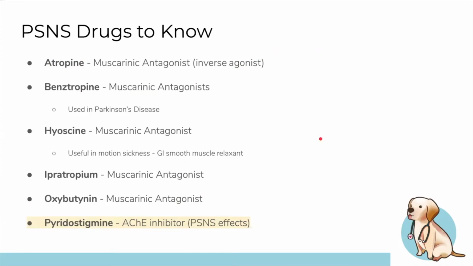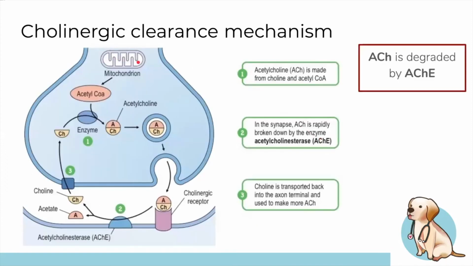Anyway, so cholinergic clearance mechanism, this is how cholinergic stuff gets cleared. So if we start from the start, you've got acetylcholine being formed from your choline and acetyl-CoA.